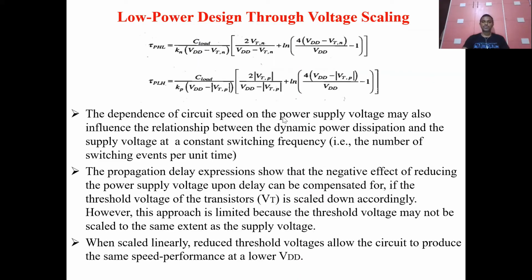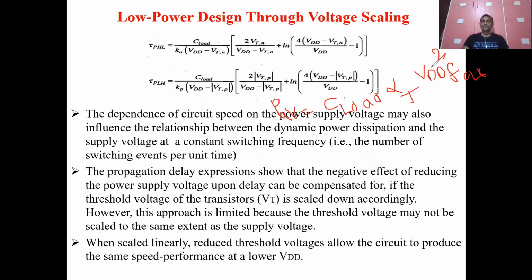The dependence of the circuit speed on the power supply voltage may also influence the relation between the dynamic power dissipation and the supply voltage at a constant switching frequency. So that's what I have considered here. P average is equal to C load, the load capacitance, times alpha T, the transition factor, times VDD square, times the clock frequency. This is the average dynamic power consumption.